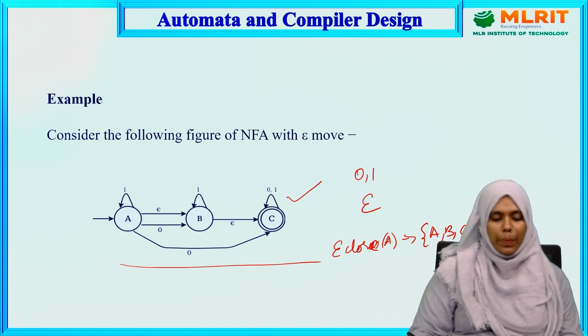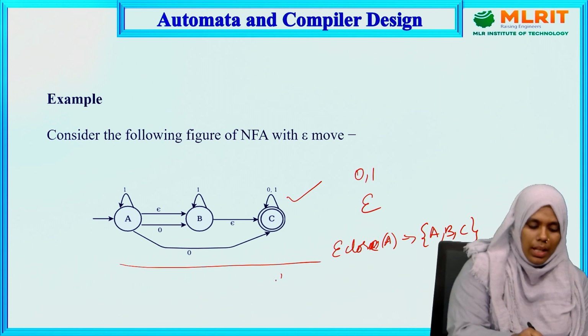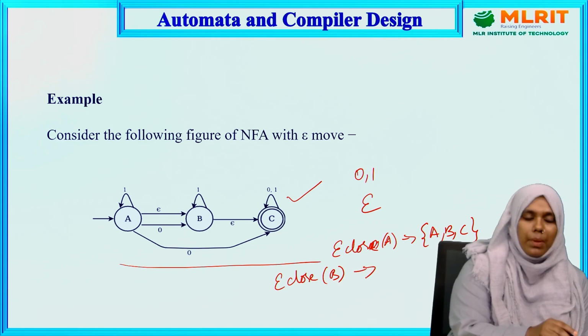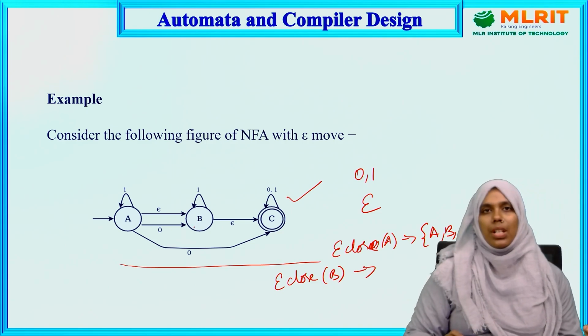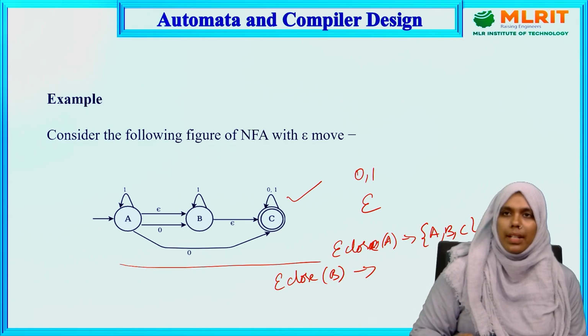In the same way, if you want to see the epsilon closure of B, just check it out. For epsilon closure of B, we have to check always in the forward direction, not in the reverse direction.